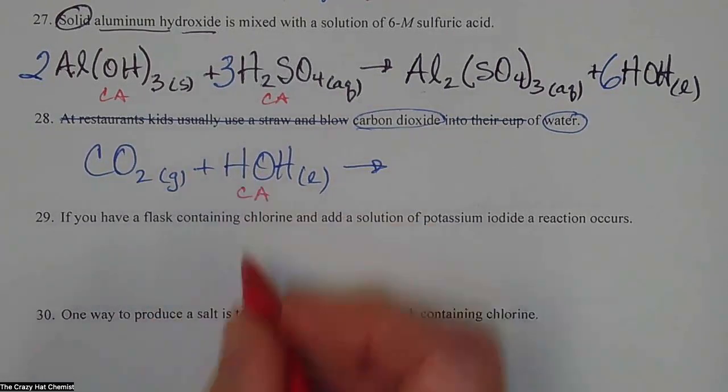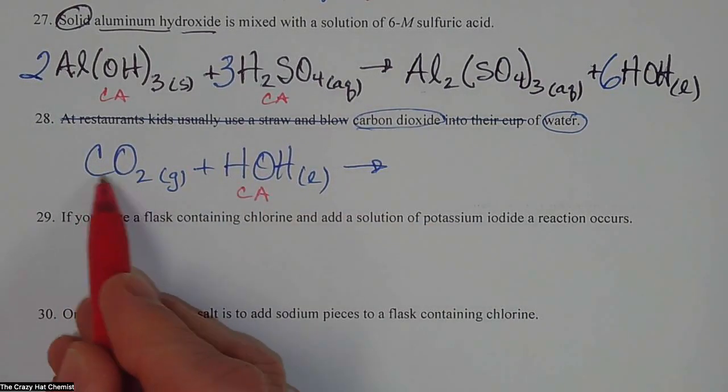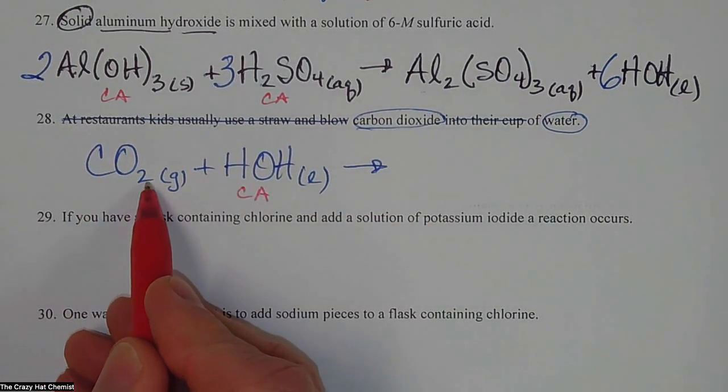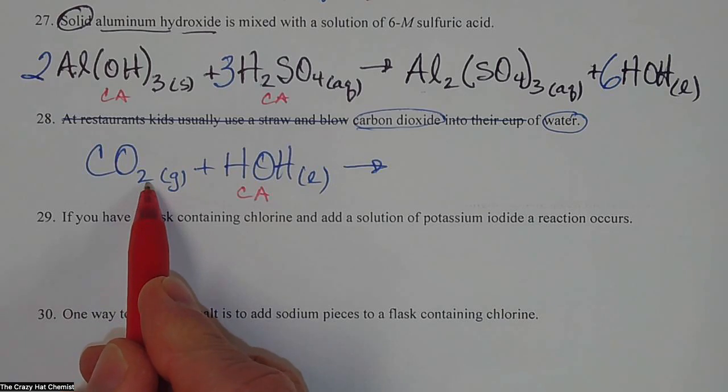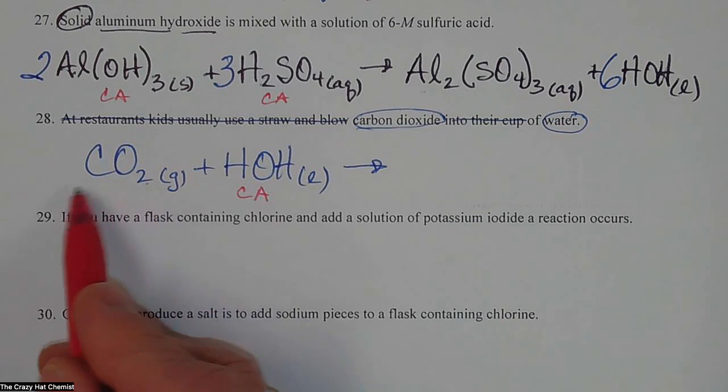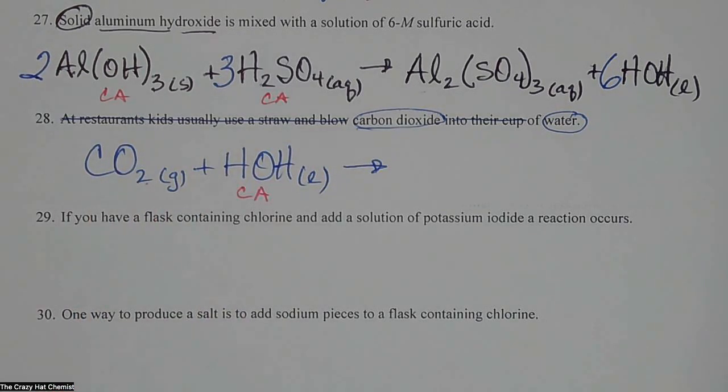Is this a cation? No, it says carbon dioxide. That's prefix naming. Therefore, this is a binary molecular compound, so this cannot be a double displacement, all right? Because this is not combined in a charge ratio. This is a combination reaction.